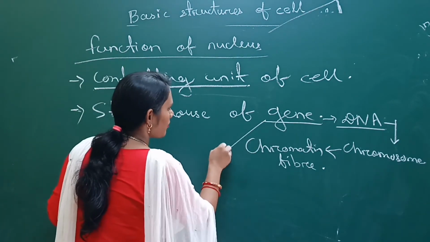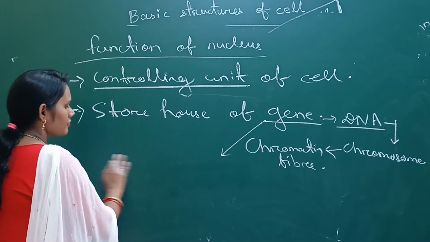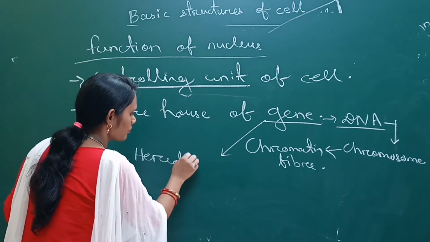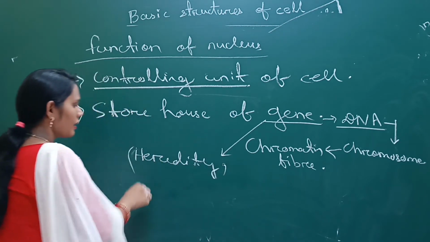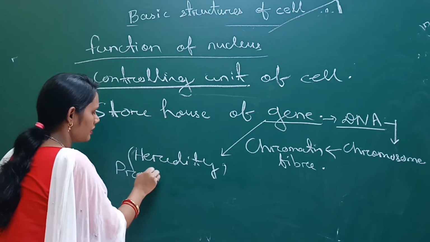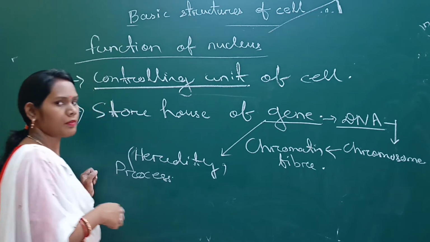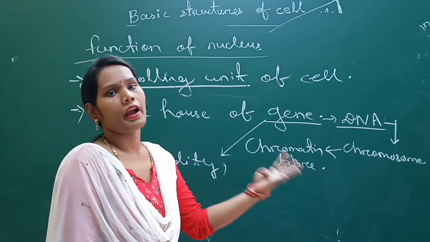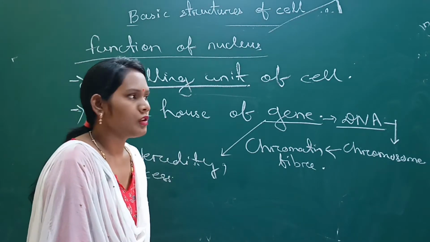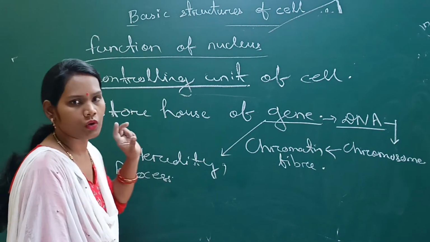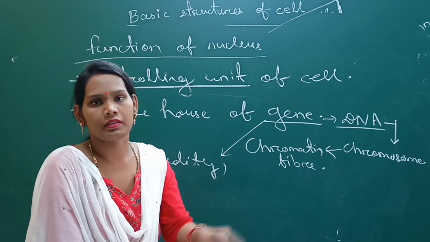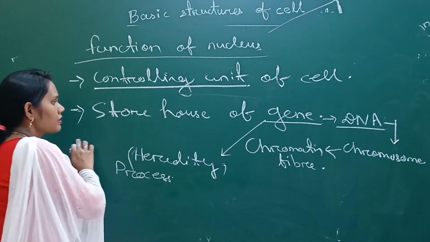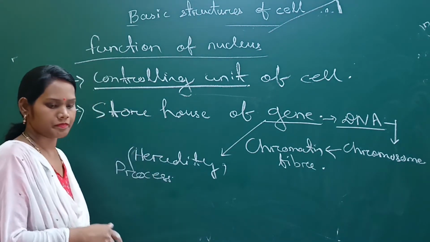And what is the major role of gene? Gene has a major role in our heredity. What do you mean by heredity? Heredity is a process. What type of process? It is a process of transfer of characters from our parents to offspring. So the nucleus plays a major role for transmitting hereditary characters from our parents to offspring. So it is called a storehouse of gene.